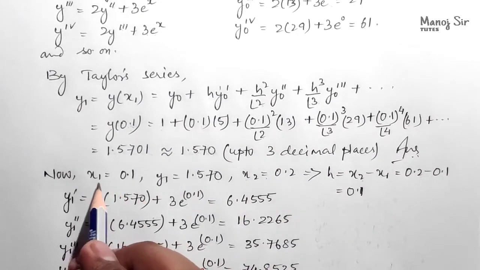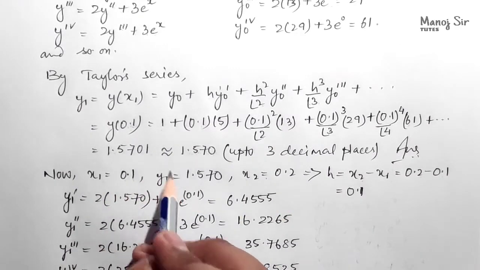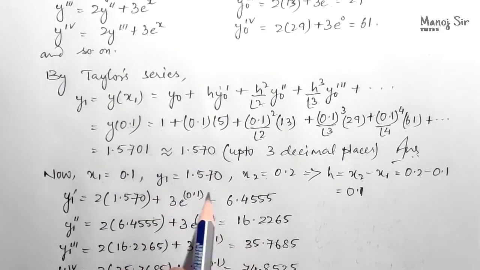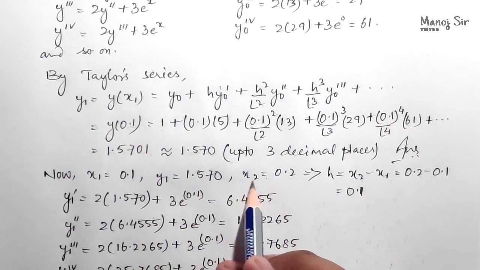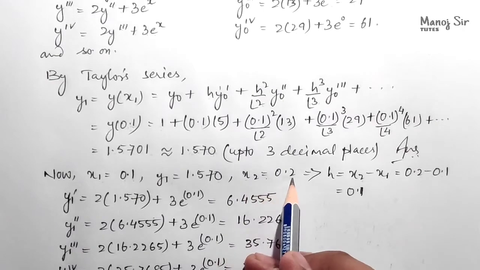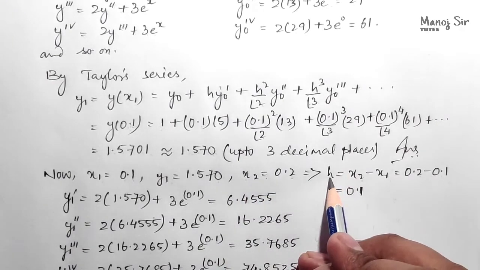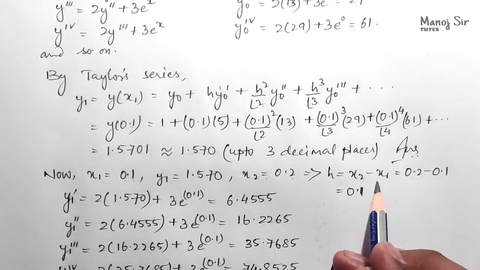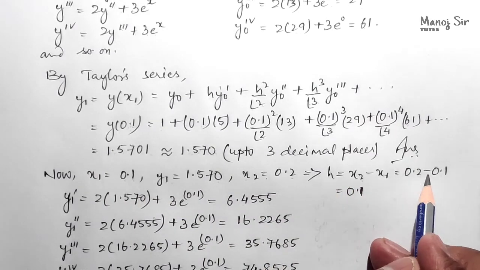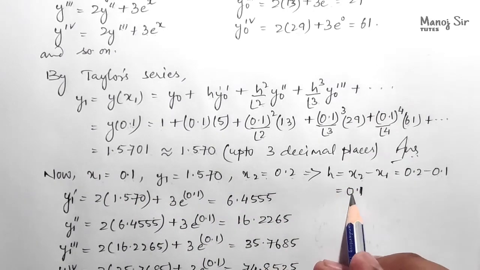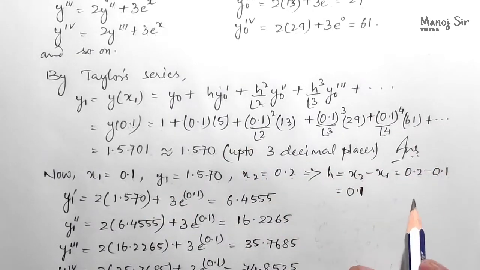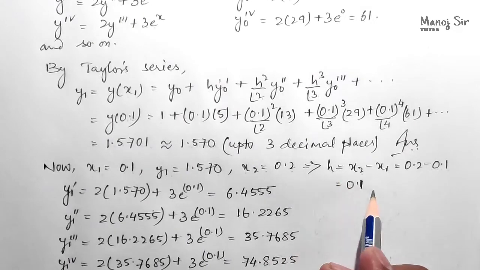Now we have x1 equal to 0.1, and y1 at x equal to 0.1 is 1.570. And it is given in the problem that x2 equals 0.2. So h equals x2 minus x1, that is 0.2 minus 0.1, that is 0.1. You must know that the value of the interval size never changes. So h equals 0.1.